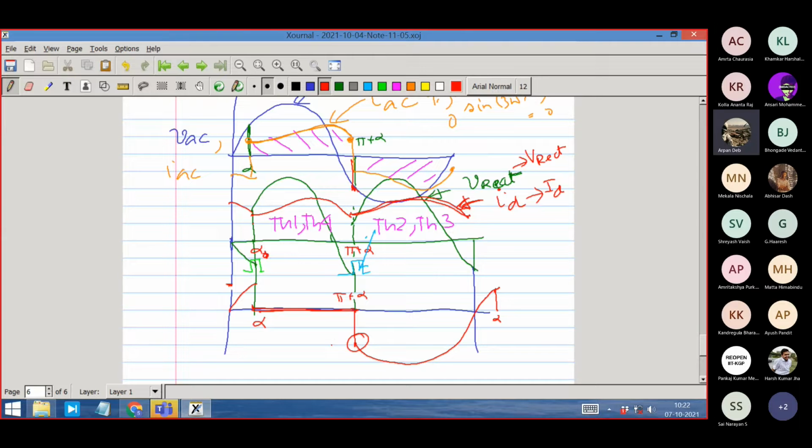So the last angle will be 2 pi plus alpha, right? The last angle, 2 pi plus alpha, again you reset it to 0. If you want that way. It is a periodic thing, I am resetting it again. 2 pi plus alpha, that is fine. So what you are observing is that this voltage is negative. Thyristor TH1, VTH1, it is negative. So this is enabling it to turn off.